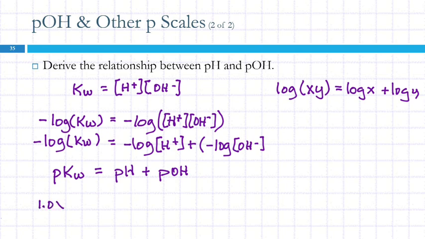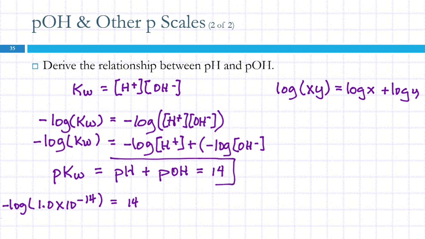Kw is 1.0 times 10 to the minus 14. The negative log of that is 14. pH plus pOH equals 14. And that comes directly from this.